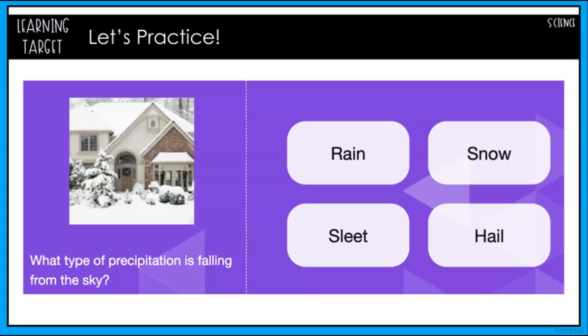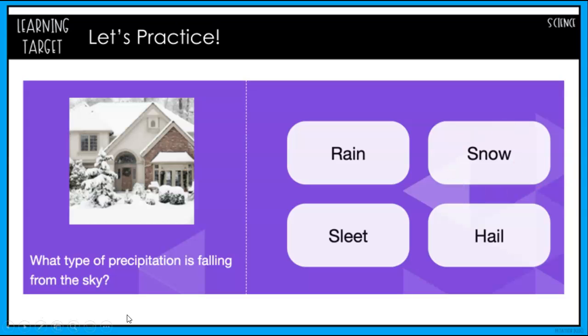Okay, so let's practice. We're looking at the picture again. And what type of precipitation is falling from the sky? What type of precipitation do you think is falling in this picture? Even if you can't see it falling, just take a good guess of what you think might have fallen, just by the picture. Do you think it's rain that's falling, or hail, or is it snow? Snow. Correct. It is snow.